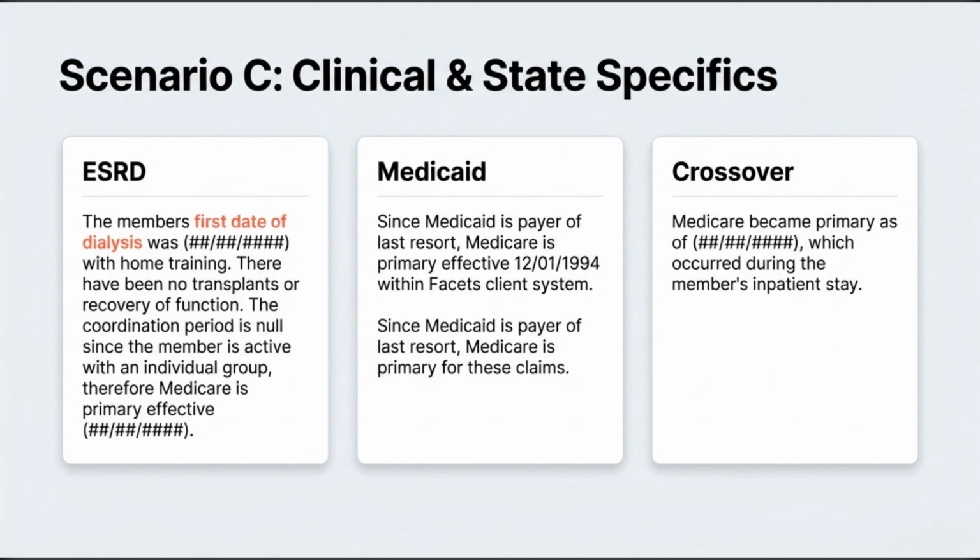This requires meticulous date of service analysis for that entire inpatient claim. You can't just apply one primacy rule to the whole stay. It's those little details that can make or break an accurate COB audit. Fantastic work spotting these intricacies. This is exactly the kind of deep dive that makes you truly understand COB.